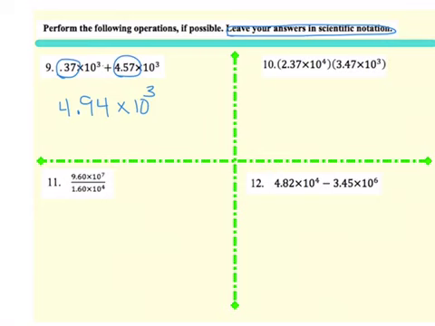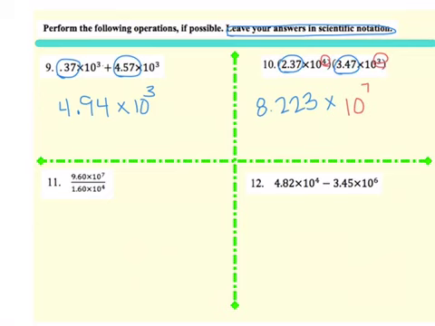For number 10 then, this tells me I'm multiplying. When there's nothing in between there, that means you're multiplying those things together. So to multiply, remember, we multiply the coefficients. So we're going to multiply 2.37 times 3.47. And I get 8.223. And when you multiply, remember we add the powers. So I'm going to add the 4 and the 3. So I have times 10 to the 7 then.